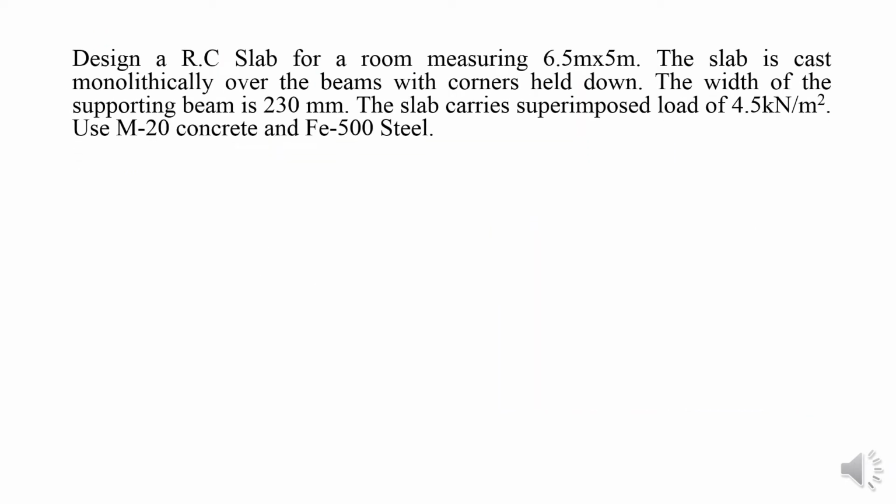Design an RC slab for a room measuring 6.5 by 5 meter. The slab is cast monolithically over the beams with the corners held down. The width of the supporting beam is 230 mm. The slab carries a superimposed load of 4.5 kN per meter square. Use M20 concrete and Fe 500 steel.